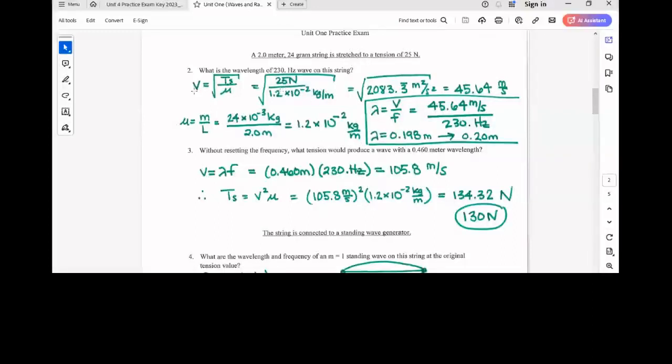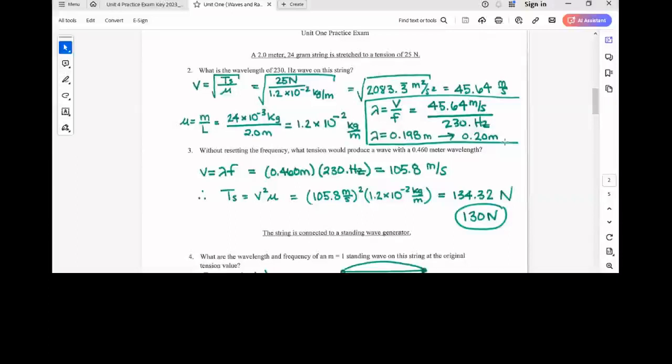I can plug that into the denominator of the expression that's up here in the top line, along with the 25 newton tension, and I get 45.64 meters per second for the wave speed. That means that any wave of any frequency that propagates on that string is going to have that same speed. But of course, the frequency of the wave is going to impact the wavelength that you observe. So I can find that wavelength just by taking the speed divided by the frequency. So I get 0.198 meters, which I can round to 2 sig figs.